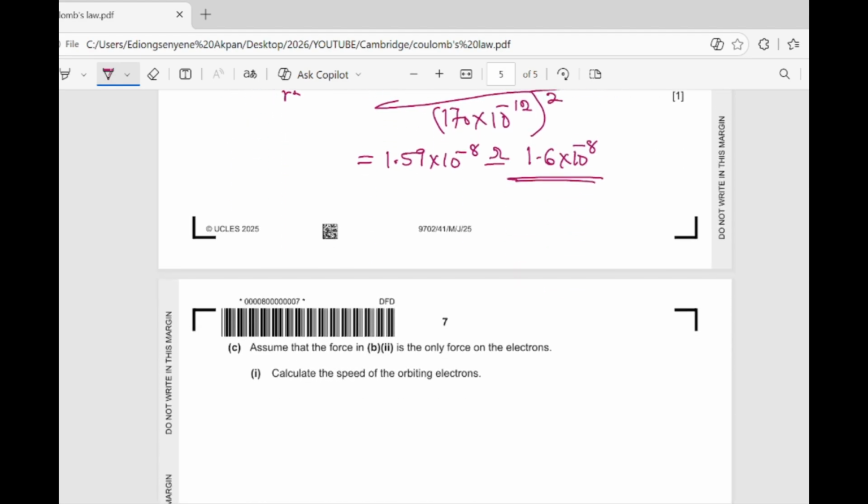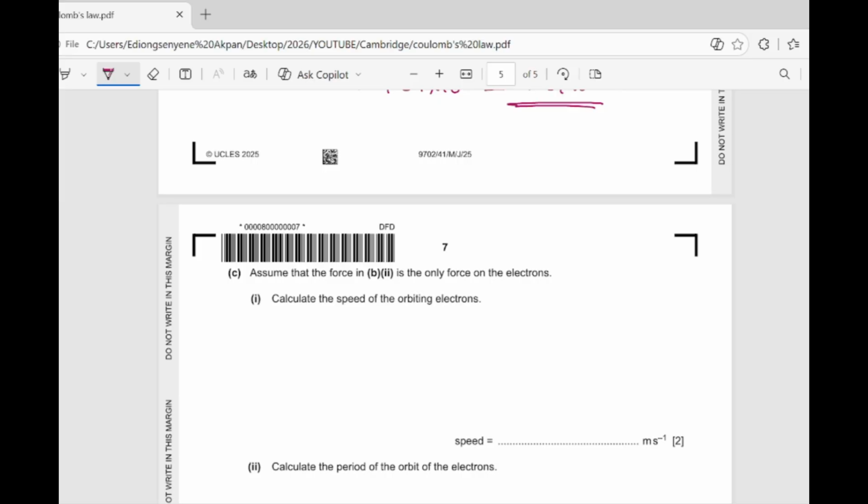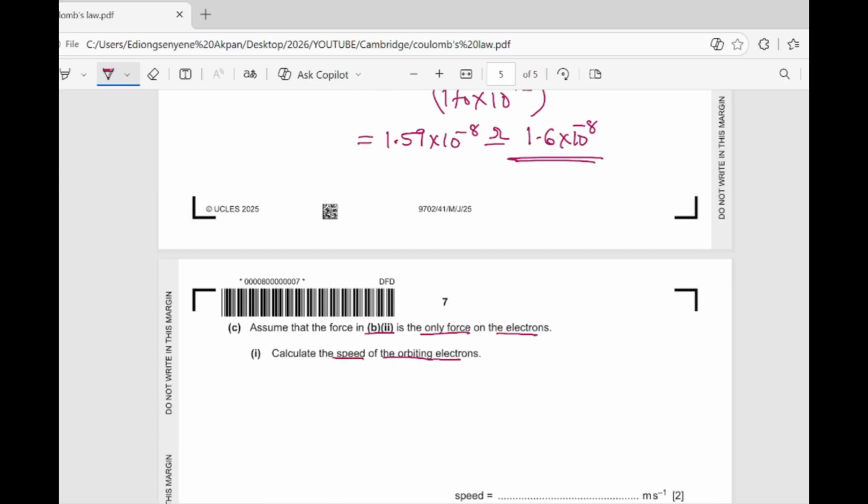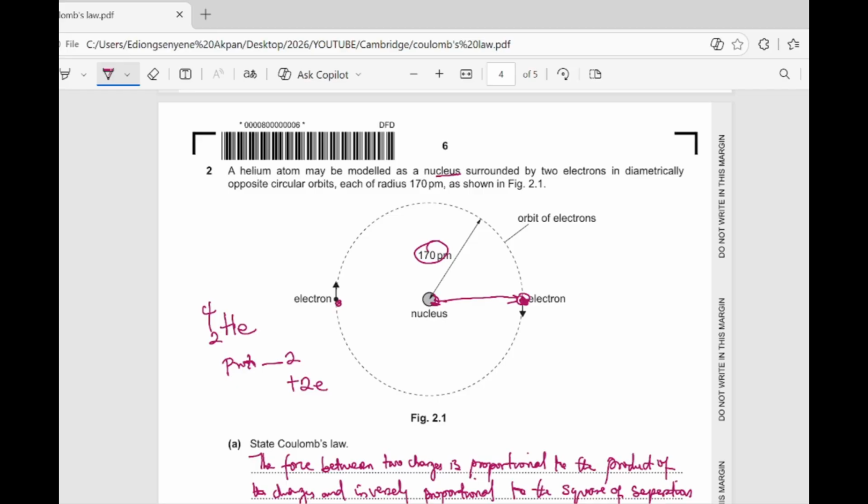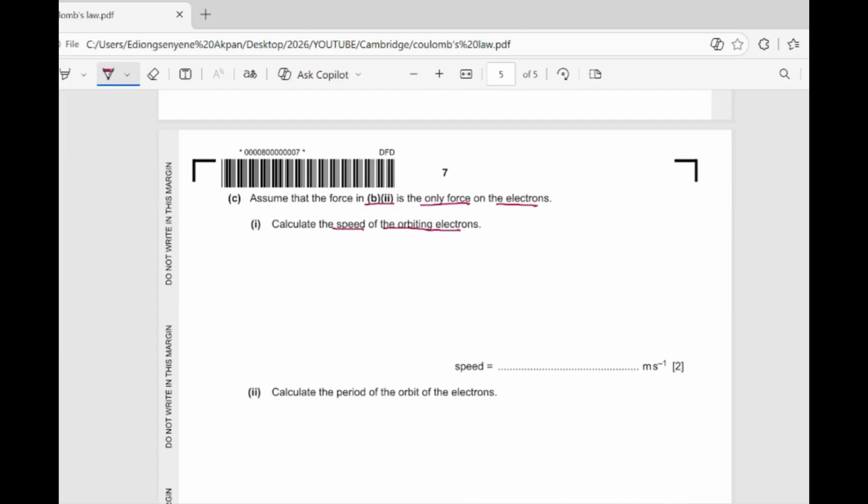I believe you understand it. The next question: assume that the force in (b)(ii) is the only force on the electrons. Calculate the speed of the orbiting electrons. Now, if the force there is the only force, it means that it is the force that is causing the electron to move in a circular orbit. You say F equals mv squared over r. That is centripetal motion. We are asked to find the speed. Speed will be the square root of F r, the distance, divided by the mass of the electron.